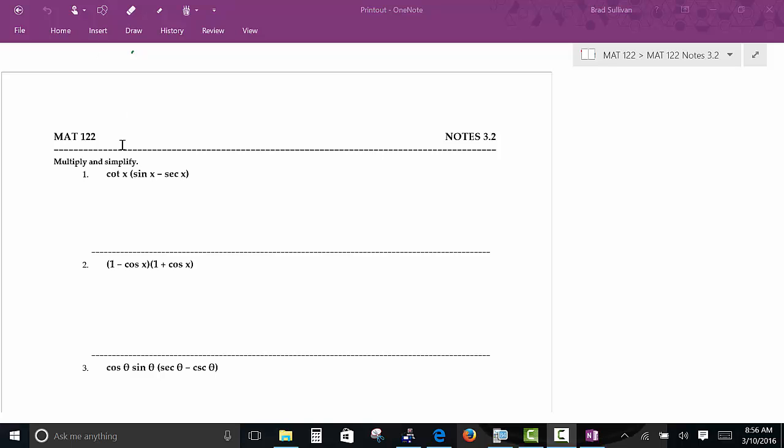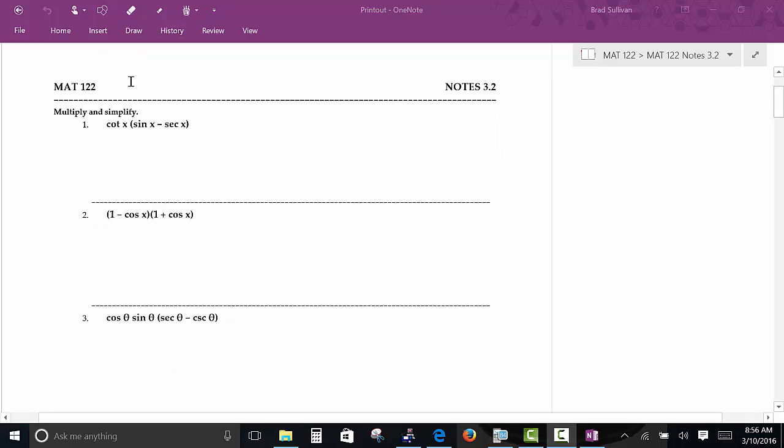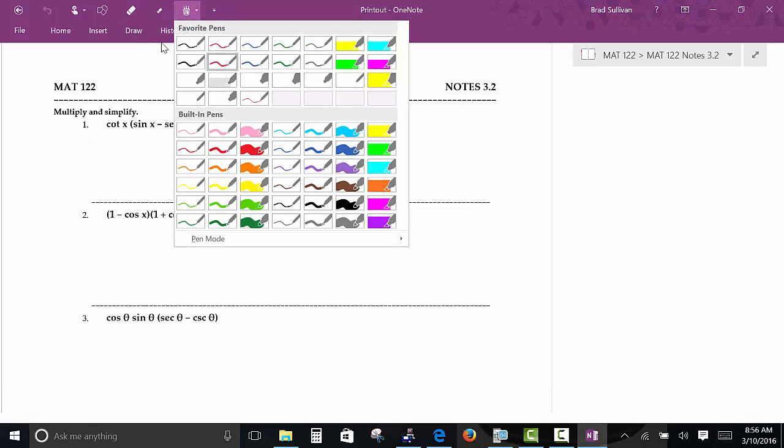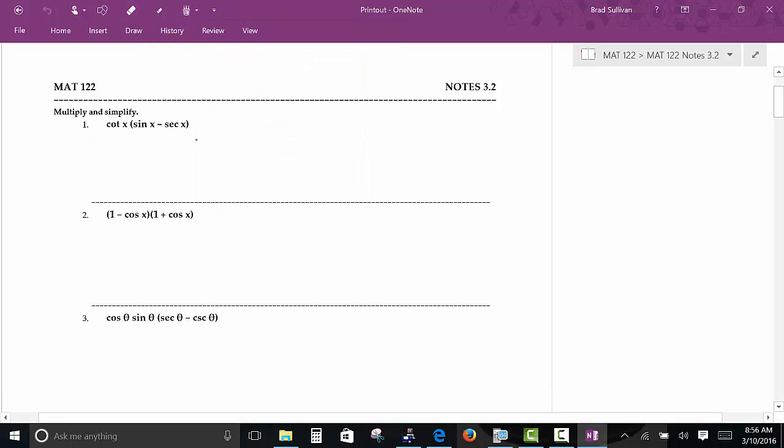Starting with just some kind of algebra and trig. So we're going to look at basic expressions to begin with. And when we look at this, let's just do a distributive property and multiply it out. That looks like a distributive property, doesn't it? So just write it down: cotangent x times sine x, then multiply like this, so that's going to be minus cotangent x times secant x.